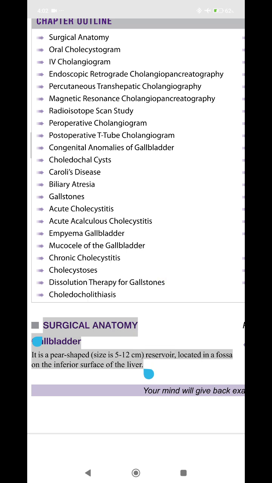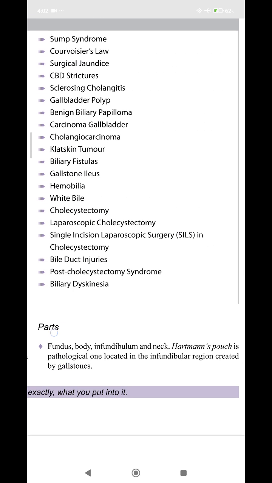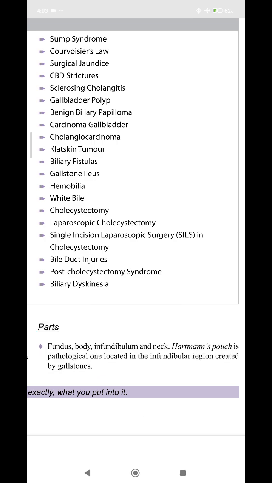Surgical anatomy. Gallbladder. It is a pear-shaped reservoir, 5 to 12 cm in size, located in a fossa on the inferior surface of the liver. Parts: fundus, body, infundibulum and neck. Hartmann's pouch is a pathological one located in the infundibular region, created by gallstones.